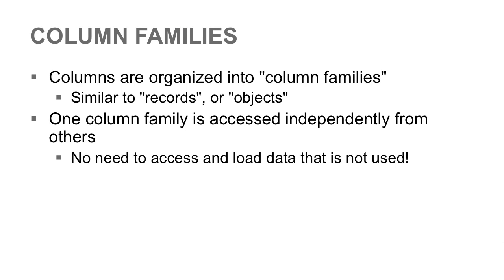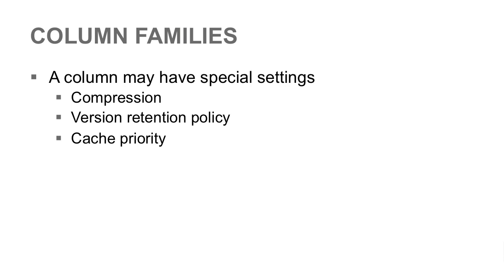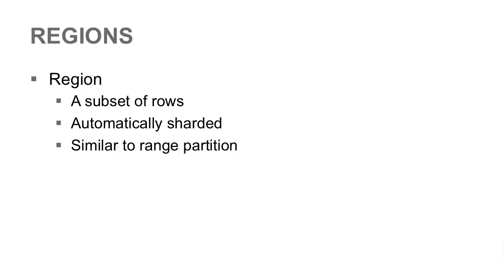Basically, one column family is going to provide us a unit of access, and we don't need to access or load the data that is not used. So basically what we do here, we are minimizing the data movement, and we can design our system so that the related things go into the same column family, and that will give us a performance advantage. And then the other things that you can do with the column family is you can define various settings like compression, version retention policy, or cache priority.